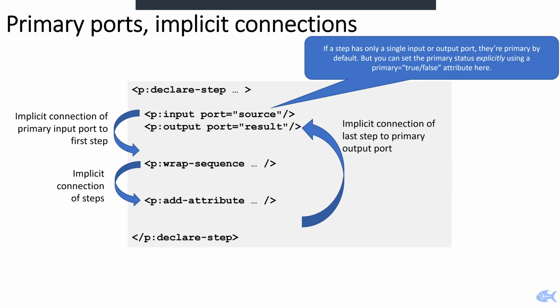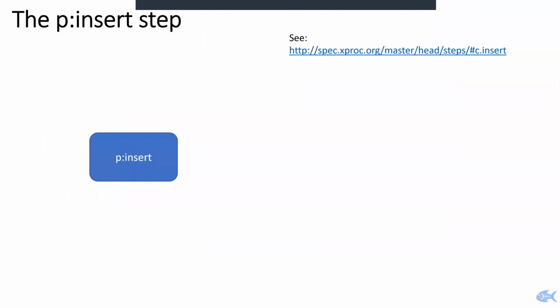But of course, there's more to it, because sometimes you can't do implicit connections. You have to do explicit connections. So to demonstrate that, let's have a look first at a step that has multiple ports. And if there are multiple ports, in this case multiple input ports, only one can be primary. So what are we going to do with the non-primary port? The step I want to talk about is the insert step.